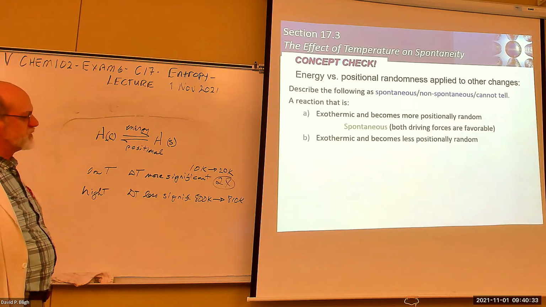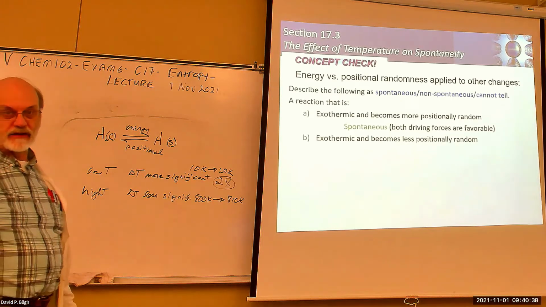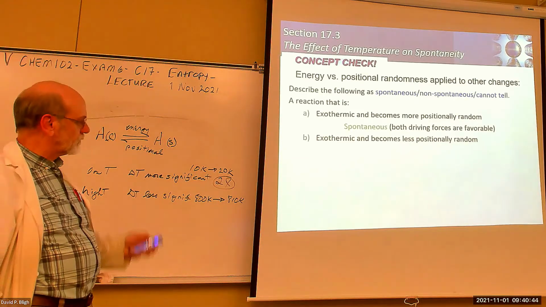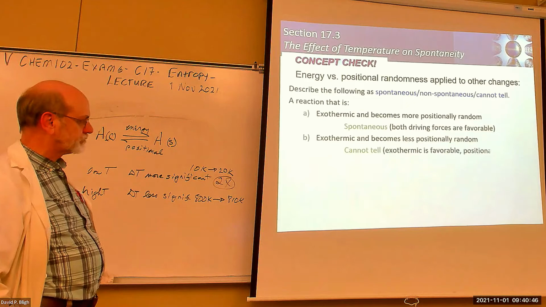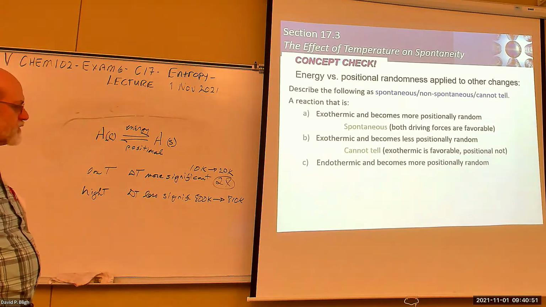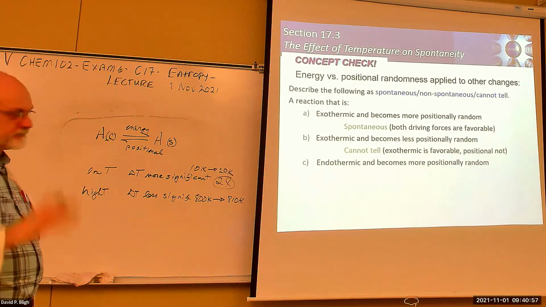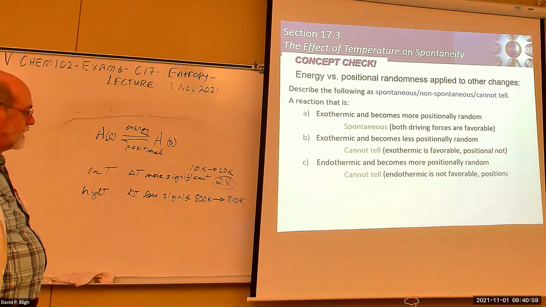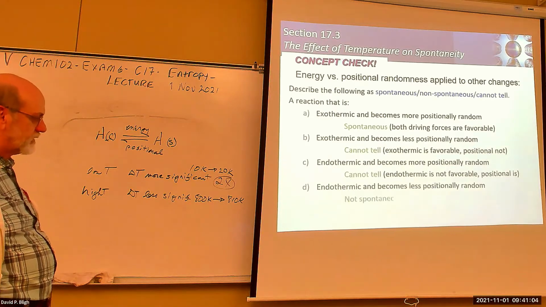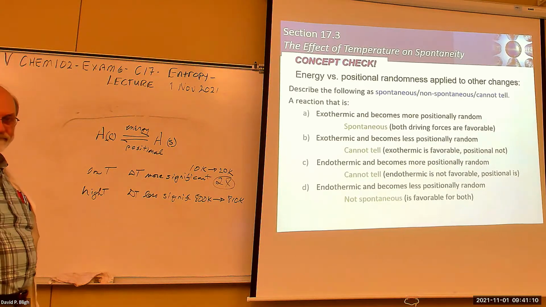Exothermic, that becomes less positionally random. Can't tell. We got to know the magnitudes because one of them favors and one of them doesn't favor. How about this one? Endothermic and becomes more positionally random. That's another can't tell because they're opposing. And then endothermic and less positionally random, that's non-spontaneous. Both of those processes are unfavorable for spontaneity.